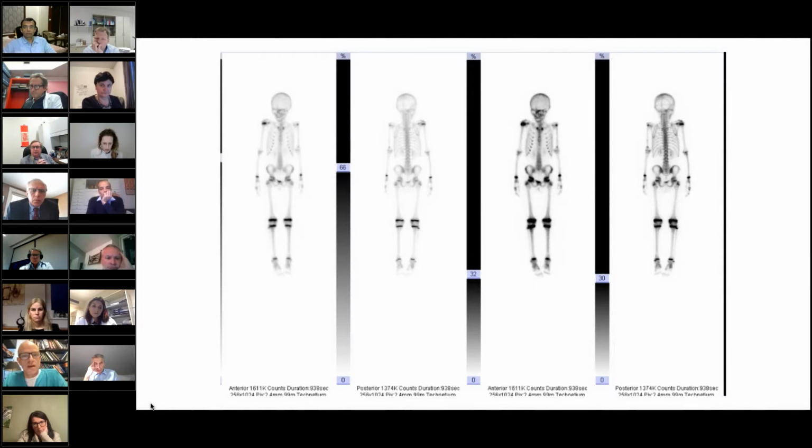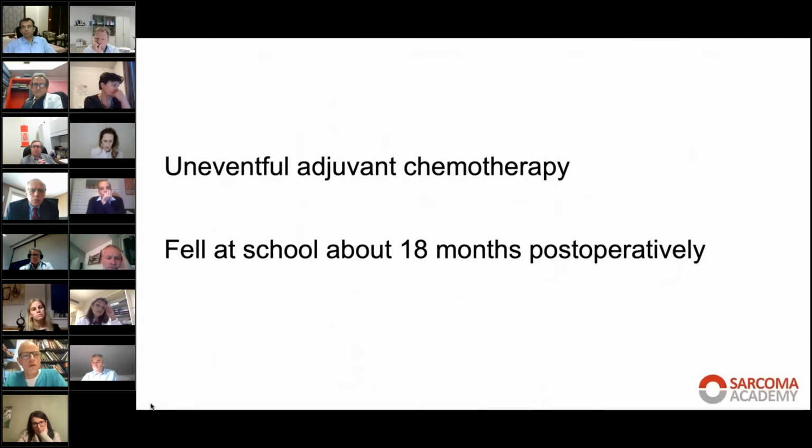This is a bone scan, not long thereafter, a few months later, showing some activity in the proximal humeral physis, or proximal fibular physis in this case. At this time, she underwent really uneventful adjuvant chemotherapy, still no evidence of metastatic disease. She was doing well and was back at school, and then fell at school about 18 months postoperatively.